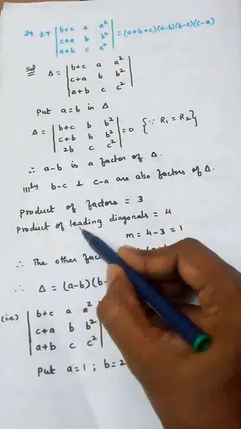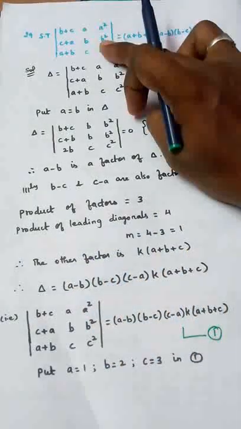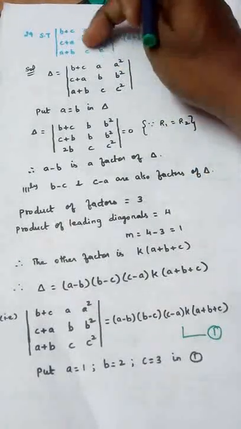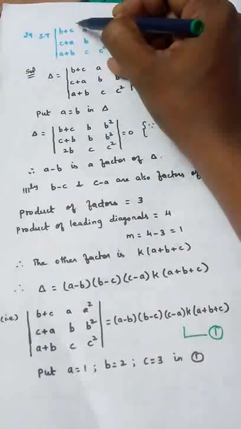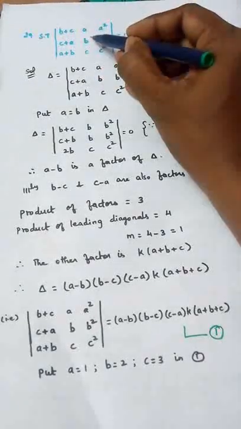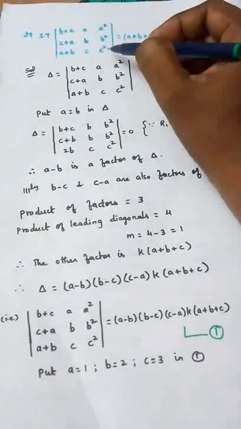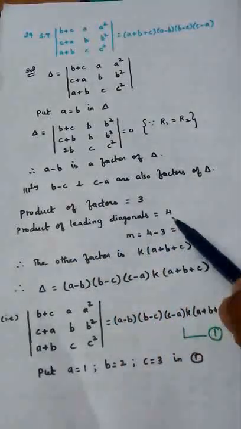Then product of leading diagonals. Where do we have to check this? Go to the question. See, these are called leading diagonal elements. See the powers. Here if I put a bracket, power will be 1. Here also power will be 1. Here the power is 2. So 1 plus 1 plus 2, 4. So product of leading diagonals is 4.